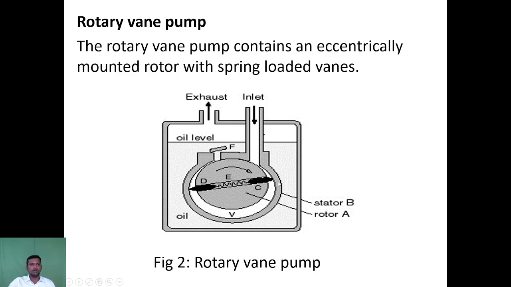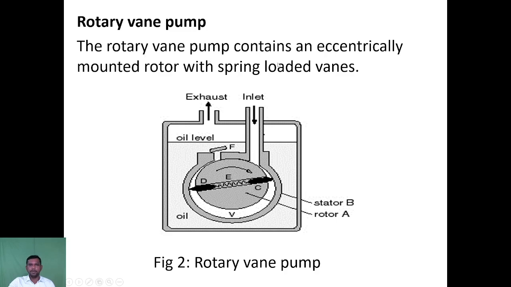The next one is the rotary vane pump. The rotary vane pump contains an eccentrically mounted rotor with spring loaded vanes. As I said already, the previous pump uses a piston. So the piston rotates, the gas comes inside the chamber, it is compressed and then exhausted. Here we are using a vane as the pumping element. That's why we call it a rotary vane pump.